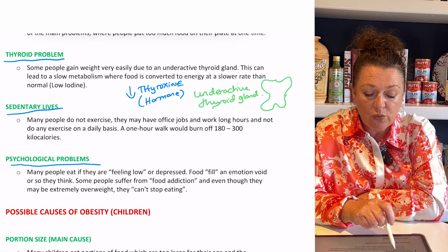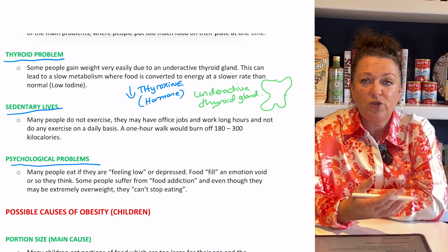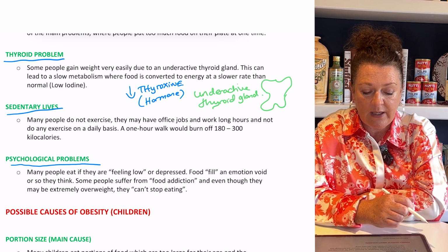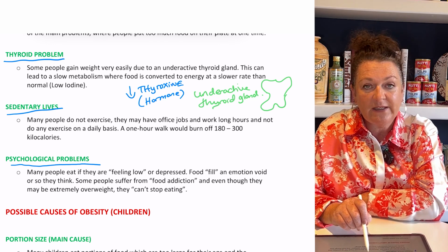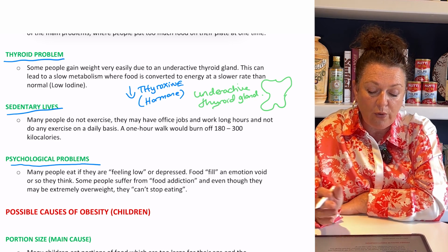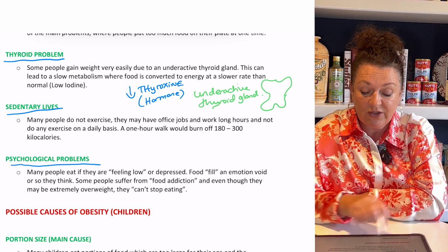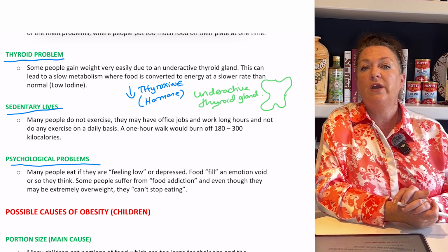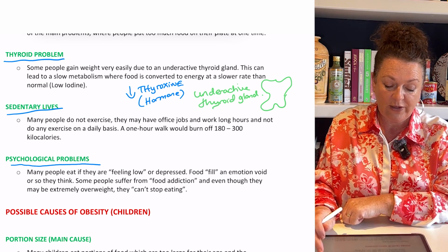So if you have an office job, long hours, you're driving or getting public transport to and from work or college, etc., we do need, as I say, to make a conscious effort. And see how I've subtly linked in there, a one hour walk would burn off between 180 and 300 kilocalories. Now, can I just say, if you were burning 300 kilocalories an hour walking, there would be steam literally coming off the base of your trainers.